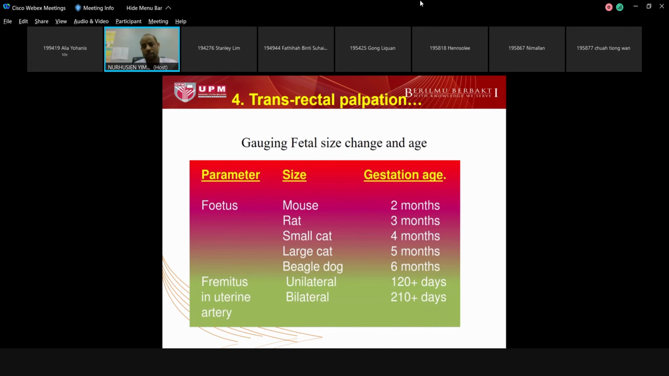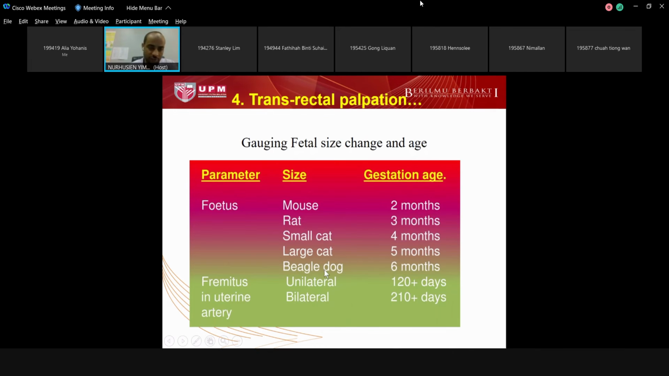So this is a rough estimation of the age of the fetus during palpation per rectum that you can do. You can roughly assess the size of the fetus once you are able to feel it. You will expect a size like a mouse at around 60 days. Remember, from 60 days onwards, you can appreciate the fetus, right? So by that time, you'll expect a fetal size approximately like a mouse. And then by the 3rd month, the size will increase to that of a rat. Then it goes to a small cat, a large cat. At 6 months, you'll have a big dog size.